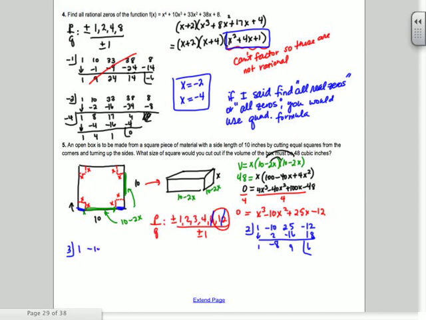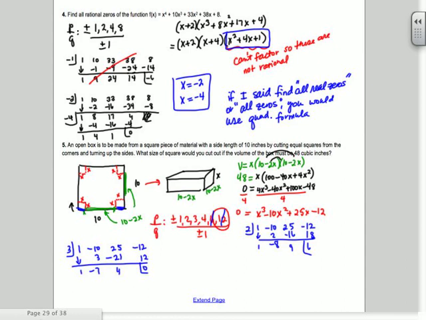So 1, negative 10, 25, negative 12. 3 times 1 is 3. Add straight down, I get negative 7. 3 times negative 7 is negative 21. Add straight down, I get 4. 3 times 4 is 12. Add straight down, I get 0. What did I do? Oh, yeah. I made 2 mistakes, didn't I? I was quick. All right, so you get 0.